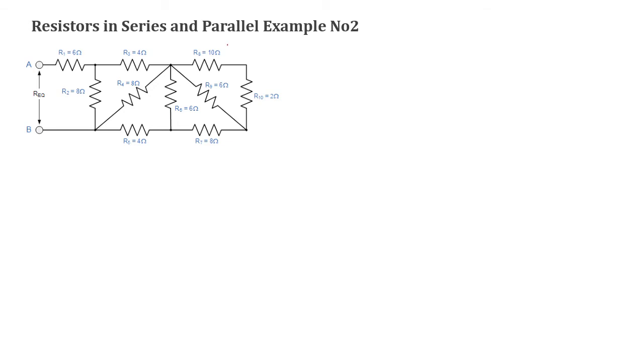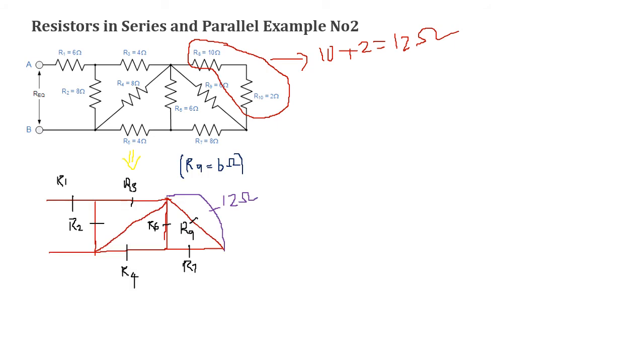So here the 10 ohm resistor and 2 ohm resistor are connected in series. Therefore the equivalent resistor will be 10 plus 2 ohm, which is equal to 12 ohm. So here we can take out these two resistors and replace them with a single 12 ohm resistor. So I am going to redraw this circuit. So here the 12 ohm resistor is connected in parallel with this R9.